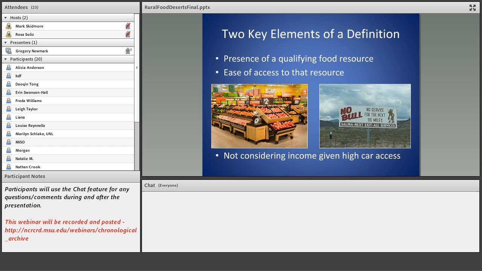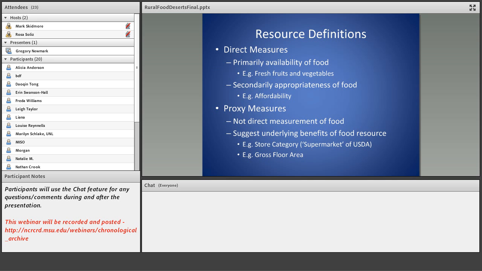We are not focusing on the income issue, which is an important consideration for many people when they think about food deserts. Really focus on income. Given the really high rates of car access in rural areas, we're stepping aside from the question of income, really just focusing on the presence of a food resource and the ease of access to that resource.